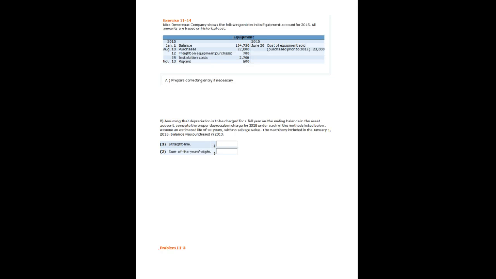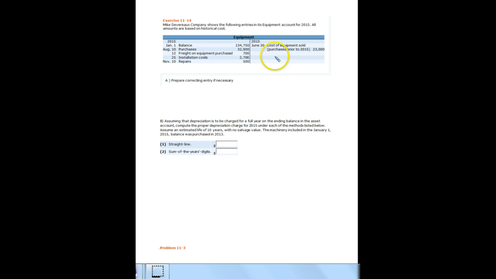In exercise 14, it gives us an opportunity to look at errors occurring in property, plant, and equipment transactions. And given that these are long-term accounts, it's really quite common to have errors in property, plant, and equipment. And so we want to look at how to make those correcting entries. It's going to make a difference whether the error took place in the current year or in a prior year, whether the difference is a current error or it's a prior period adjustment. So let's look at exercise 14.